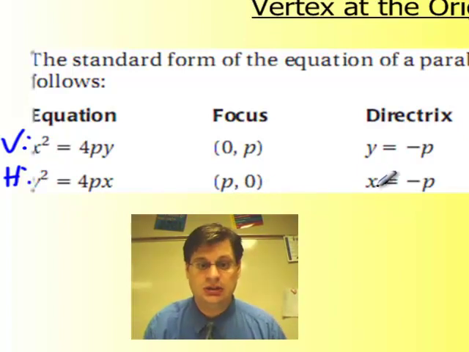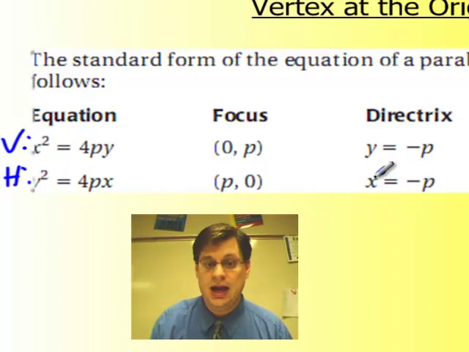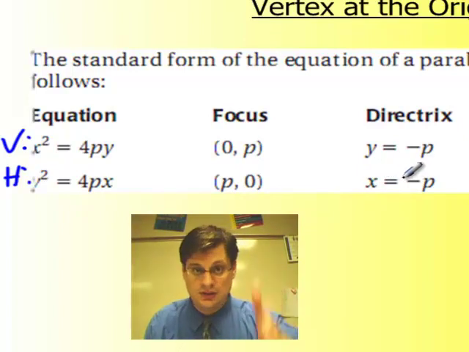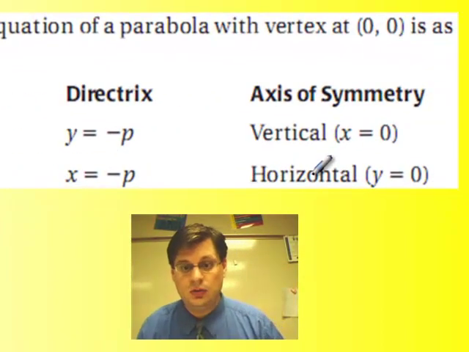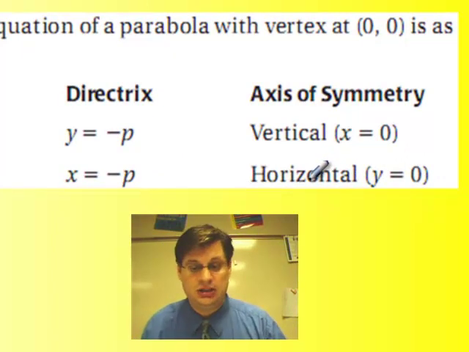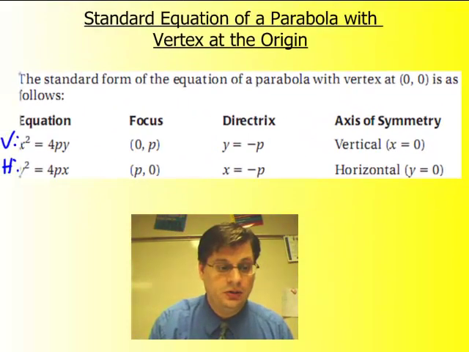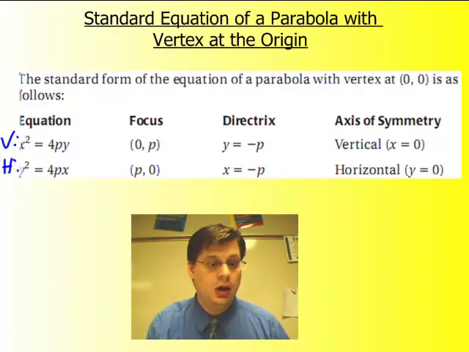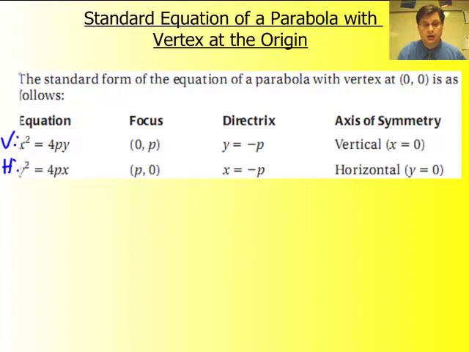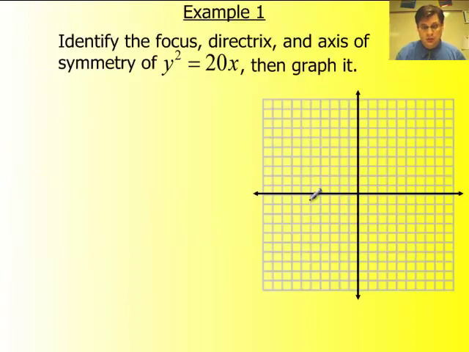And the directrix is instead going to be at x equals negative p, so remember that's a vertical line, and then the axis of symmetry is going to be horizontal, right along the x-axis. So these are four things that you will need to show and declare on your graphs. So let's go ahead and graph one.